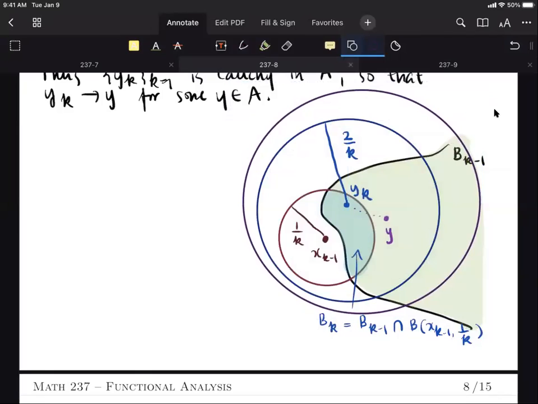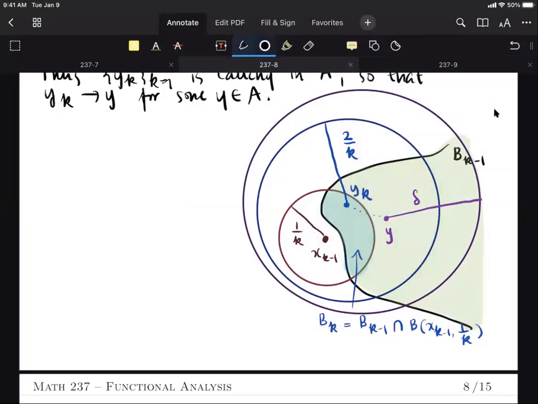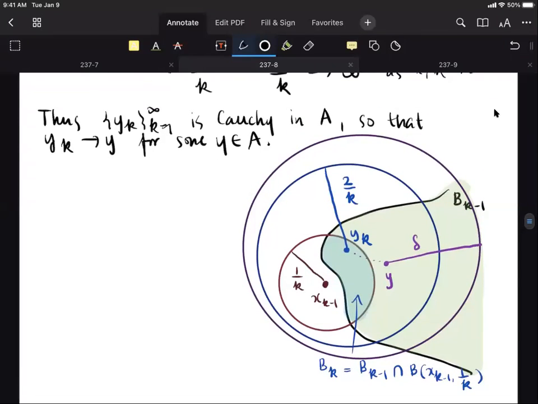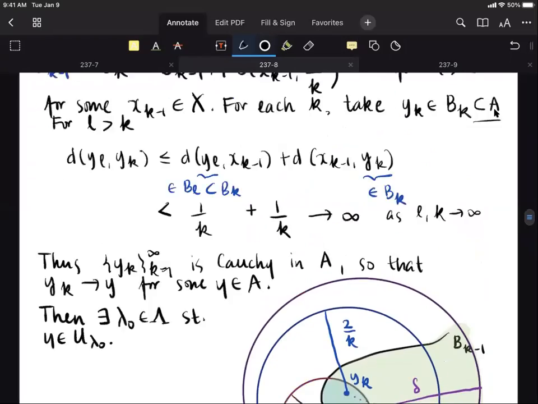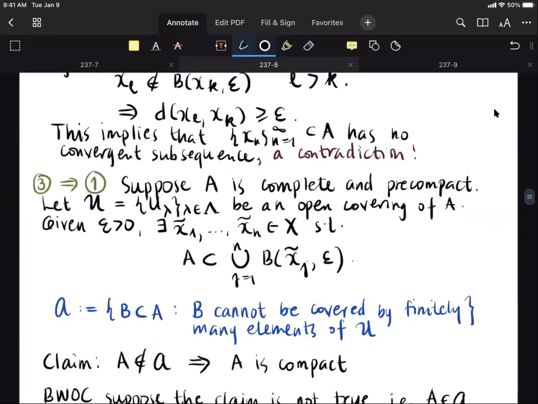Okay, that seems okay now. So let's imagine that this is the radius delta. Let us first start with the fact that there exists an index lambda naught such that y is in u lambda naught. What is this u lambda naught? This is an open set in your covering, script u.